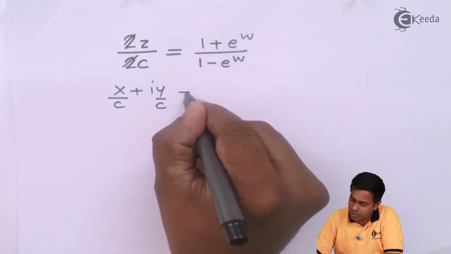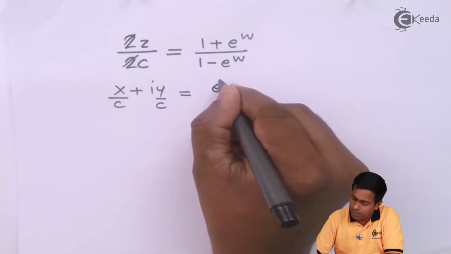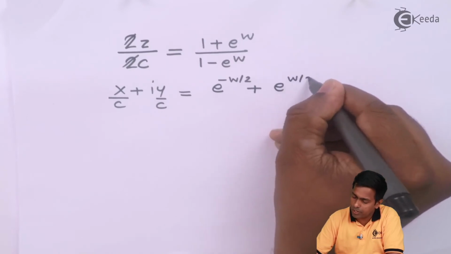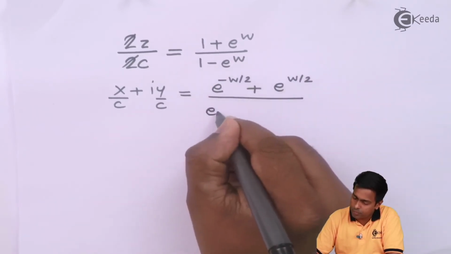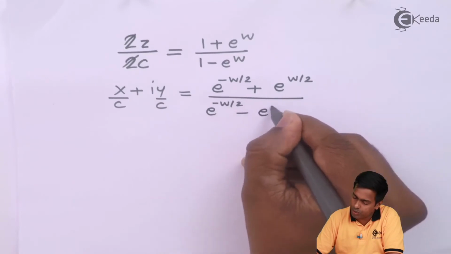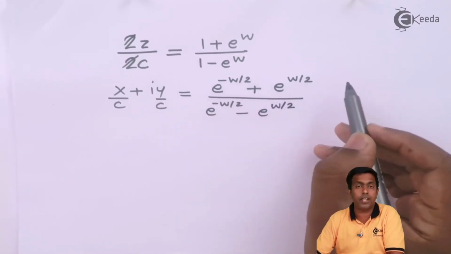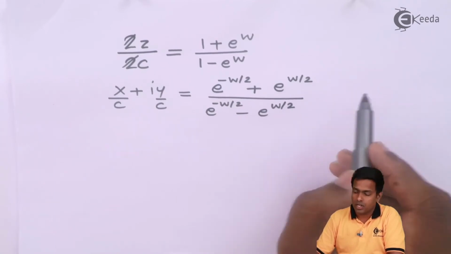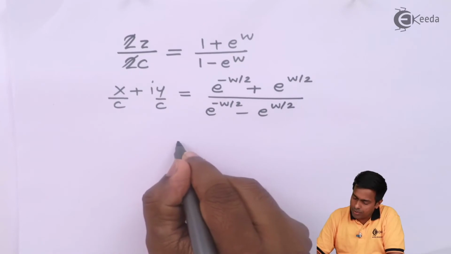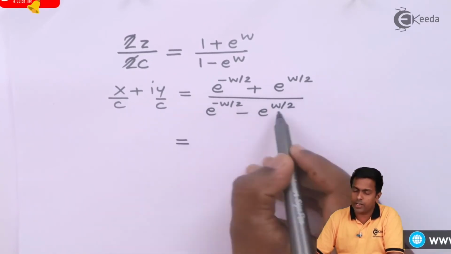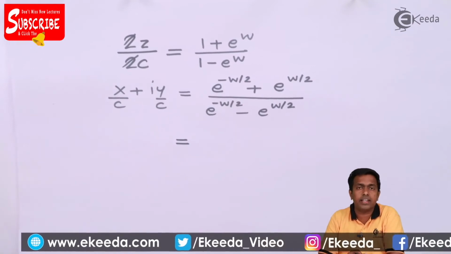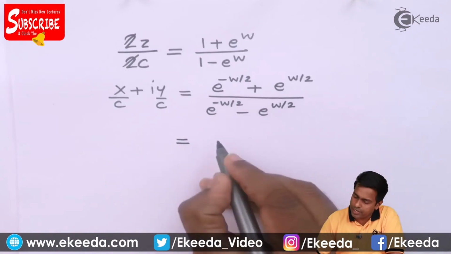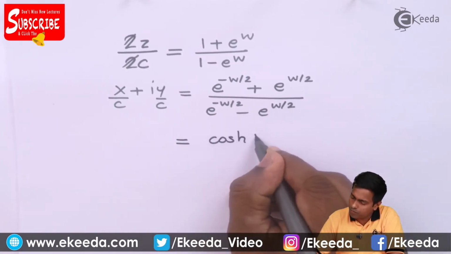So if I multiply the first term, we will get e to the power -w/2 + e to the power w/2 upon e to the power -w/2 - e to the power w/2. Here I am multiplying numerator and denominator with e to the power -w/2. Now by doing this, what happened? If I divide this numerator and denominator by 2, then we can get the hyperbolic function. If I divide the numerator by 2, we get the formula of hyperbolic cos of w/2.